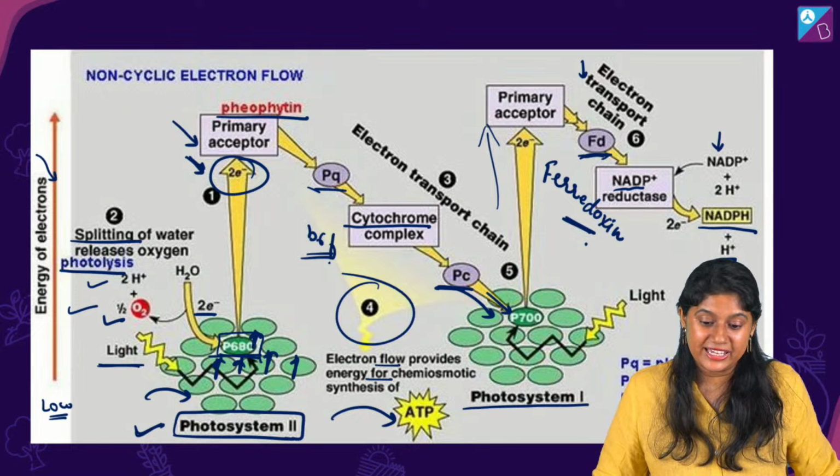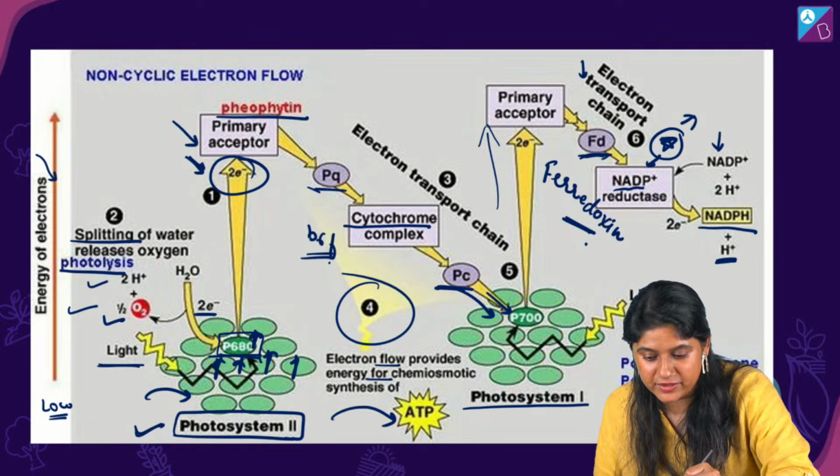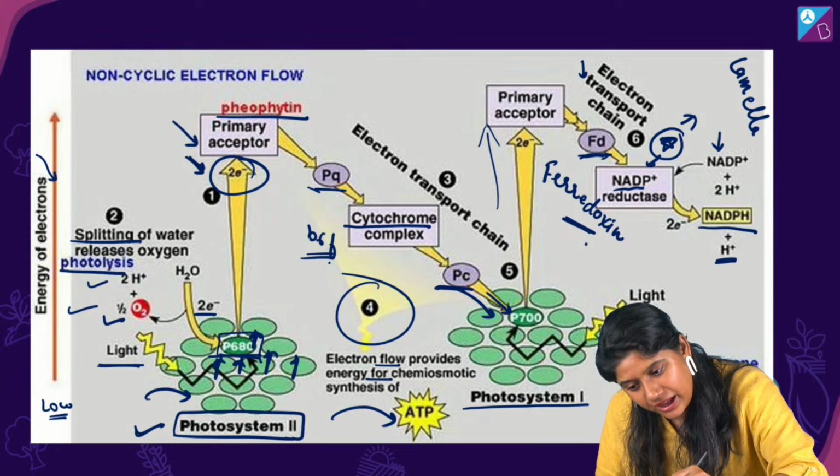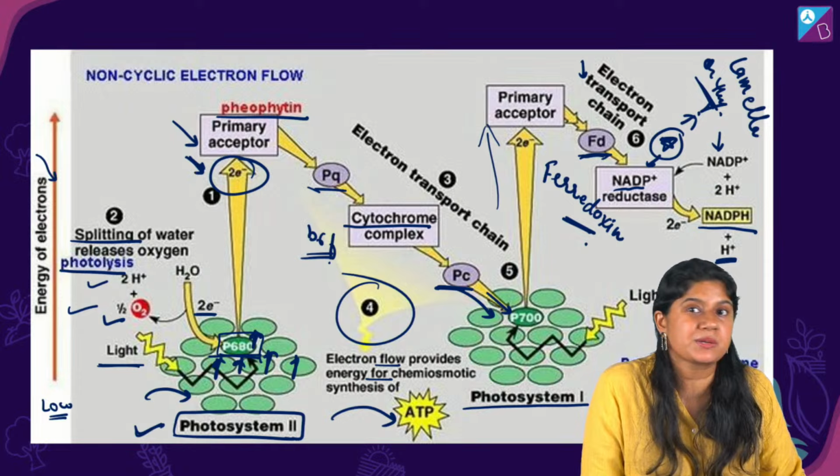ये जो enzyme है हमारा, NADP reductase, कहां पे present है? It is also a very important question, right? This is present in the lamella, right over here. It is present in the lamella or the thylakoid. चलिए. So everyone, are we clear? All of you, are we clear with this? सबको समझ में आया ये part?